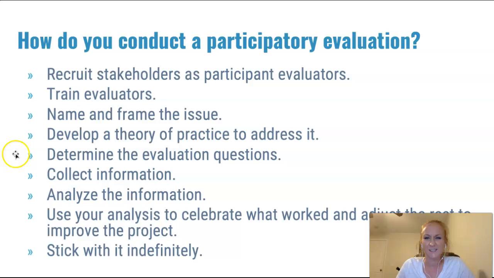And then how do you conduct a participatory evaluation? Well, first you have to recruit everybody. You need to train them. You need to name and frame the issue so everyone is committed to what is going to be discussed. You need to develop a theory of practice to address it, where we say, okay, this is the project we're doing. This is our theory. This is our belief of how this happens and why, and the practice and the activities that are going to get after those processes.